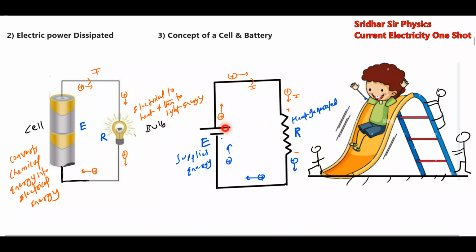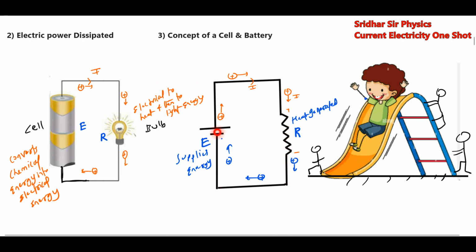The same thing happens in the cell. A chemical reaction will occur, energy will be generated and given to the charge. With that energy, the charge will proceed like this, and it will acquire that energy in the form of kinetic energy, and pass through the resistor. It will utilize that energy to overcome the resistance of the material by undergoing collisions. Once the energy becomes zero, it will again enter the negative terminal.